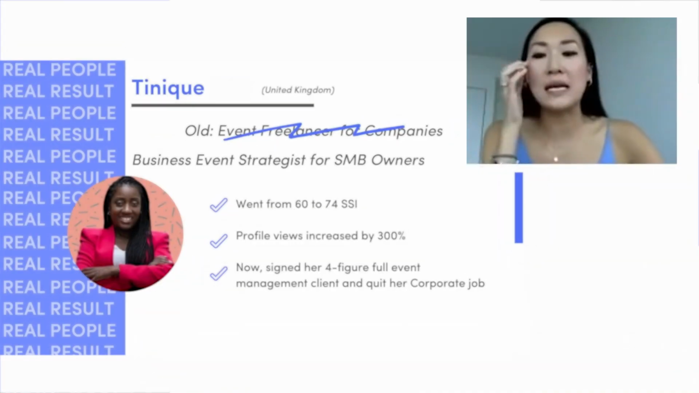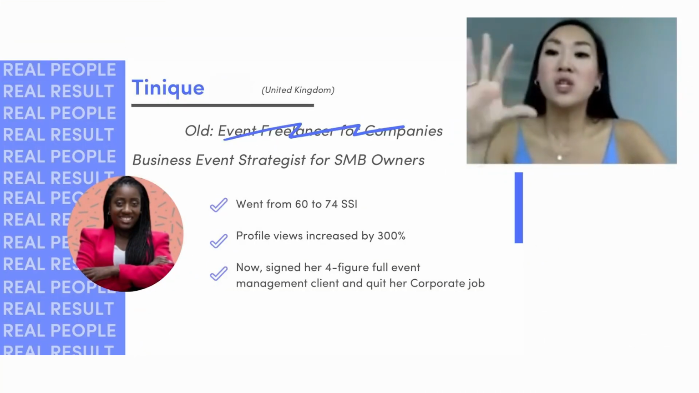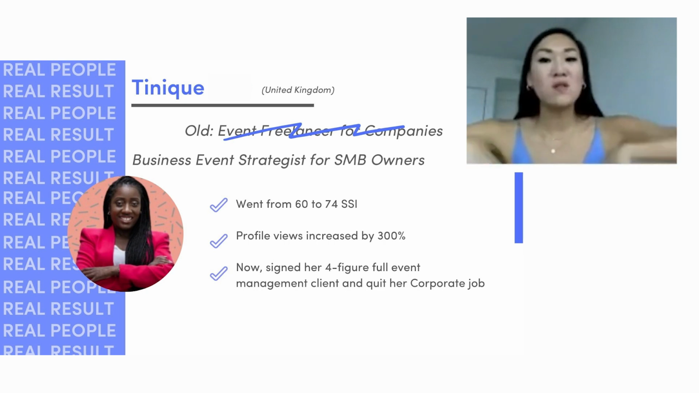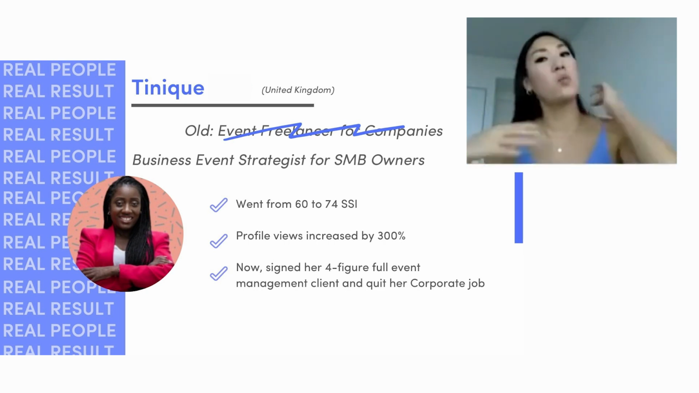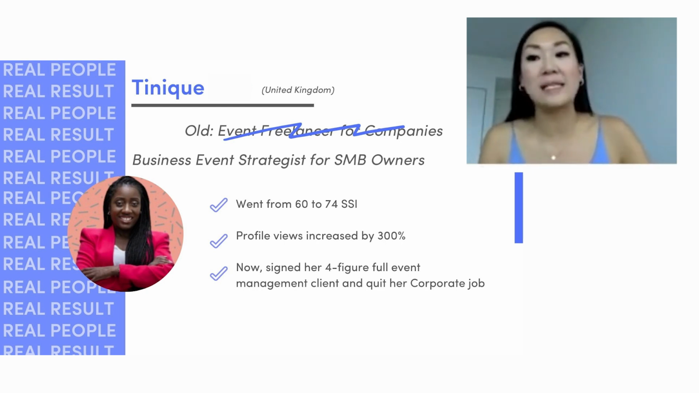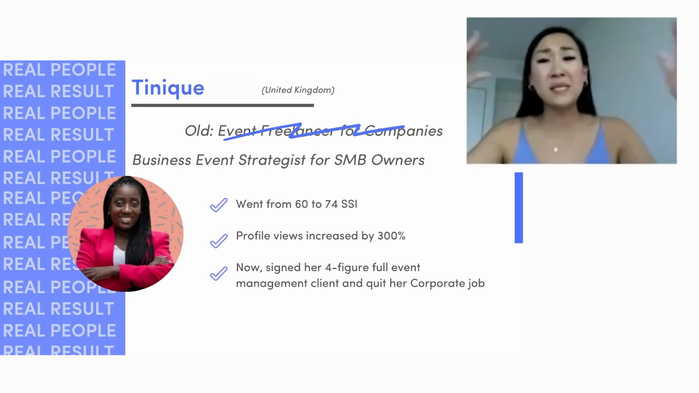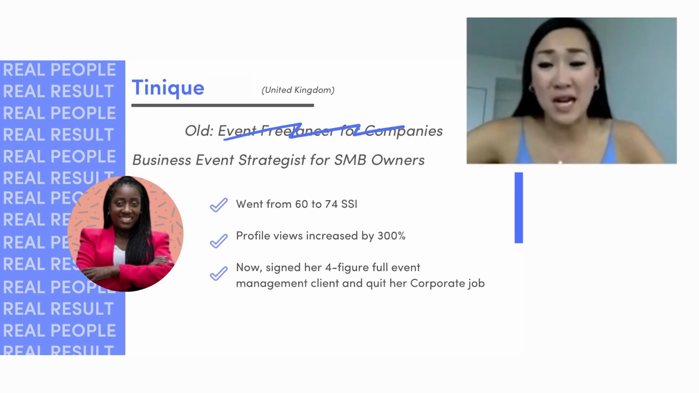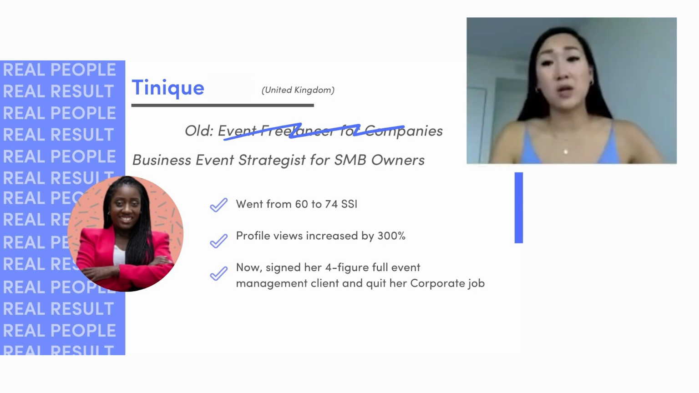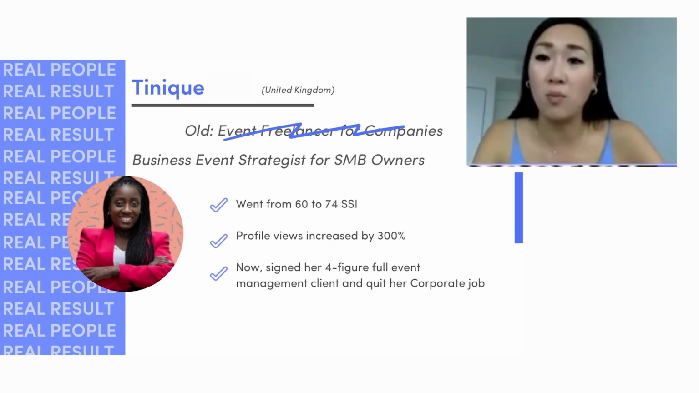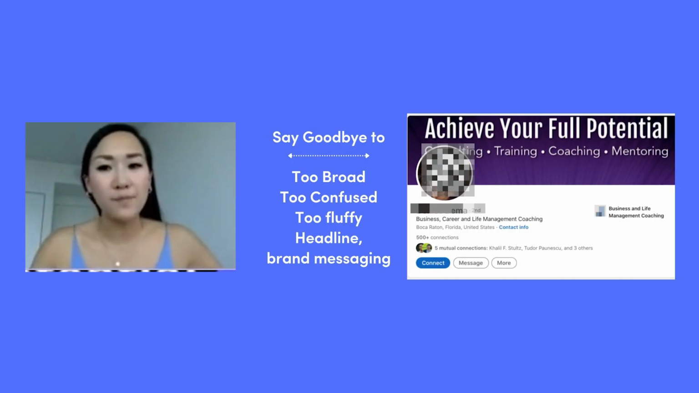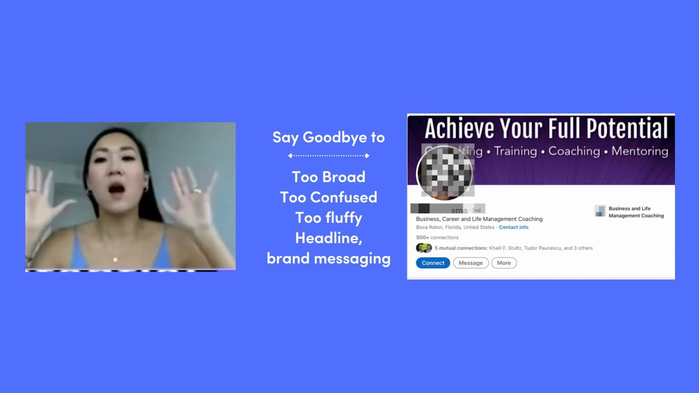I want to share with you Tini, one of my old clients. She had an old LinkedIn headline, events freelancer for companies, which is very, very generic, right? Very, very vague. We worked together and honed in on niching it down and she became a business event strategist for SMB owners. So she went on to sign 4-figure full event management clients and quit her corporate job last month. It's because we decided to niche down, right? And niching down can really help you be really, really clear about your business. So say goodbye to too broad, too confusing, too fluffy headlines and brand messages.